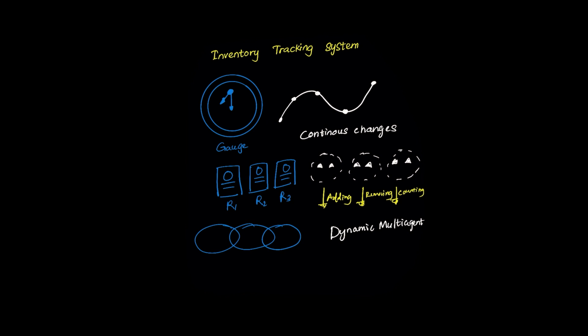This creates a complex system where Robot A might be adding stock, while Robot B removes items and Robot C conducts inventory counts, all in real time. Understanding these characteristics is crucial for designing systems that maintain accurate inventory without conflicts or race conditions between agents.